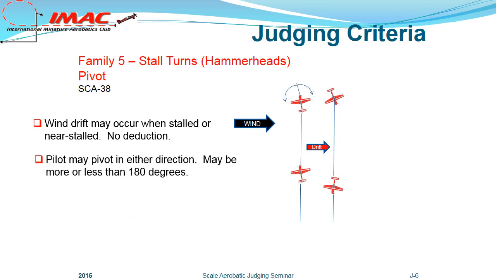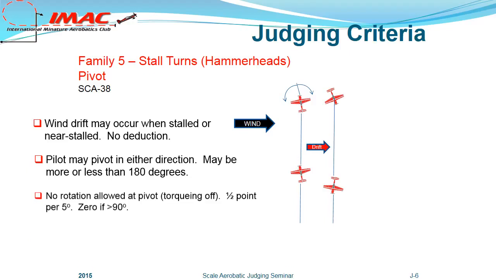Pilots may pivot in either direction at their option, resulting in a pivot of more or less than 180 degrees. Many times a pilot will choose to pivot into the wind but is not required to do so. There is no requirement for the aircraft to be vertical in the yaw axis before the pivot is executed.